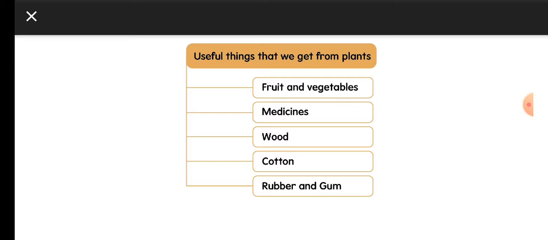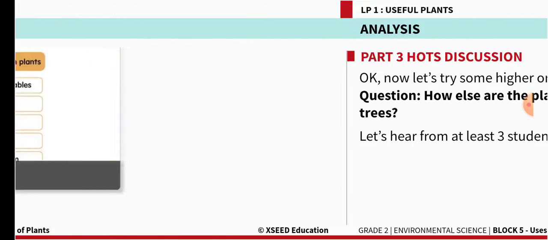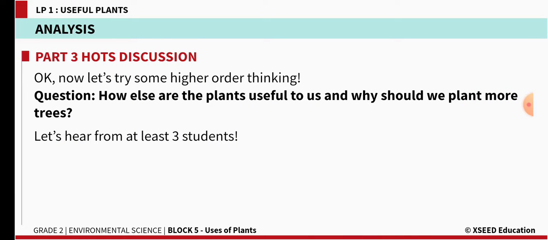Wood, cotton, rubber and gum. So this is a very important picture, you have to nicely observe and understand. We get so many things from plants: fruits, vegetables, medicines, wood, cotton, rubber and gum. That is why we say useful plants.